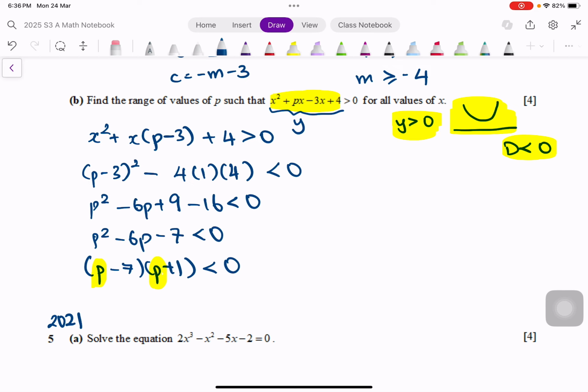So I draw the graph. Negative 1 is here, 7 is here. I want the parts of it where it's less than 0, so below the graph. So very obvious, my answer will then be between negative 1 and 7.